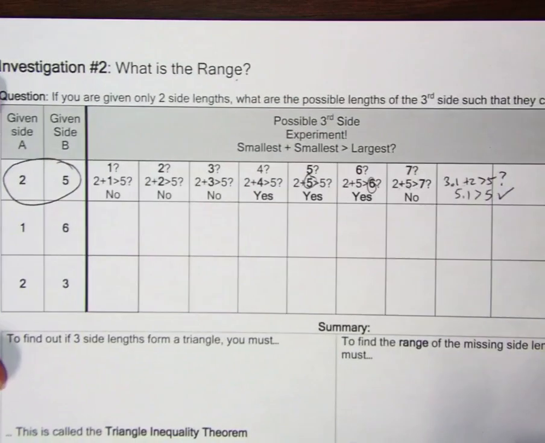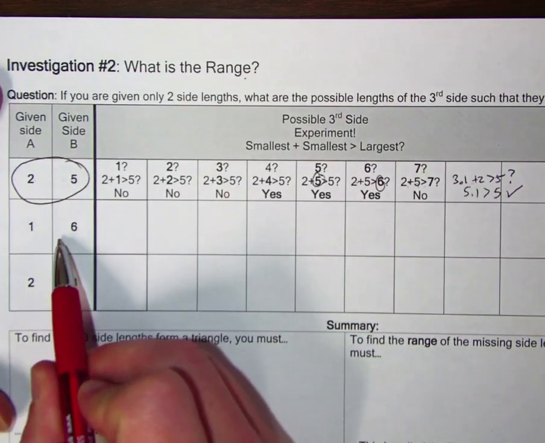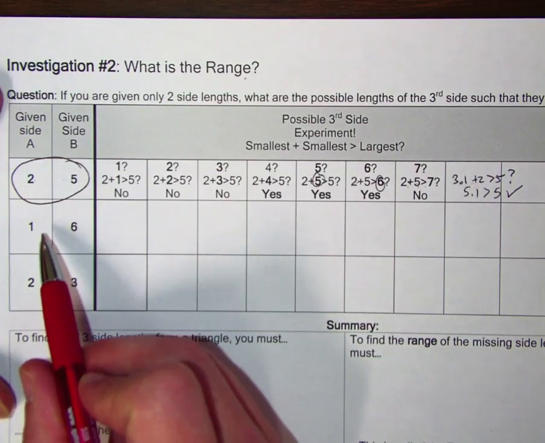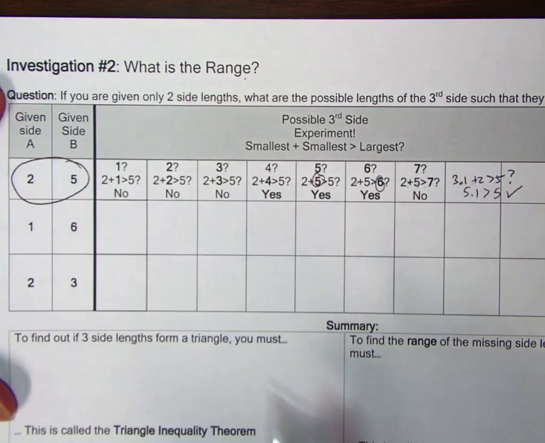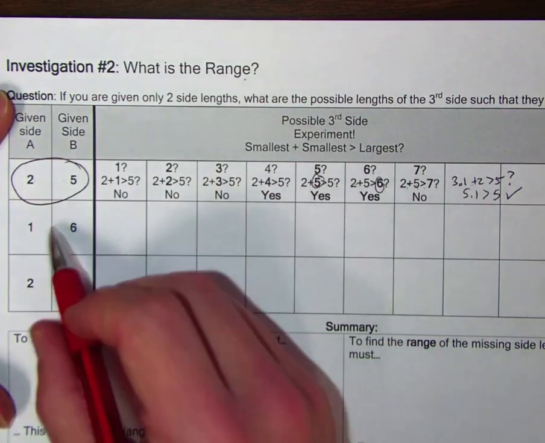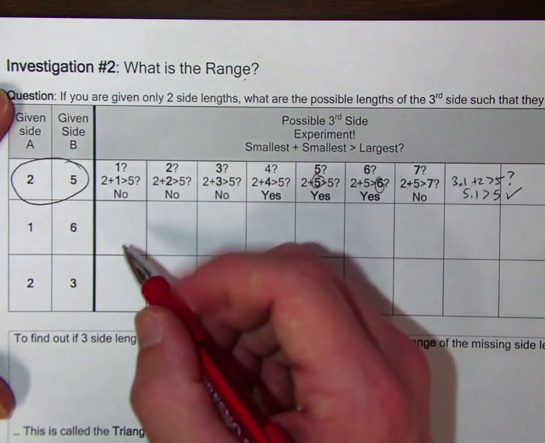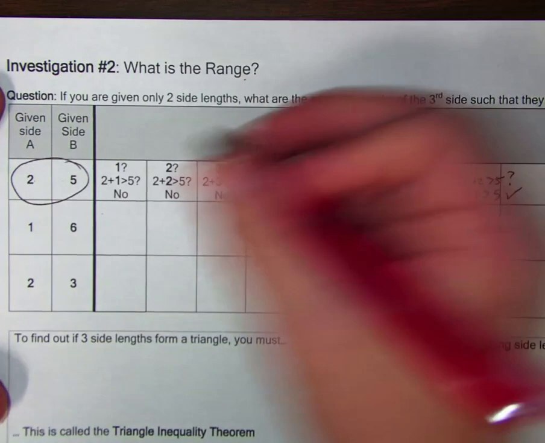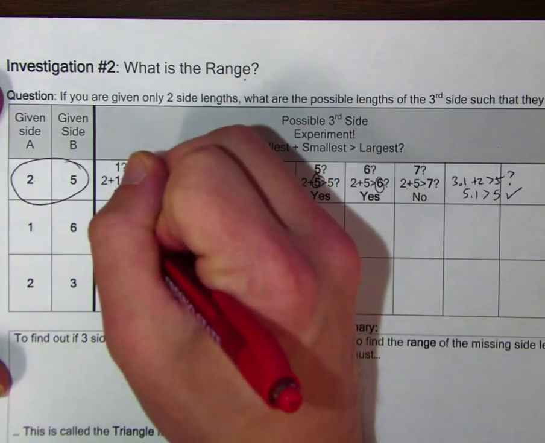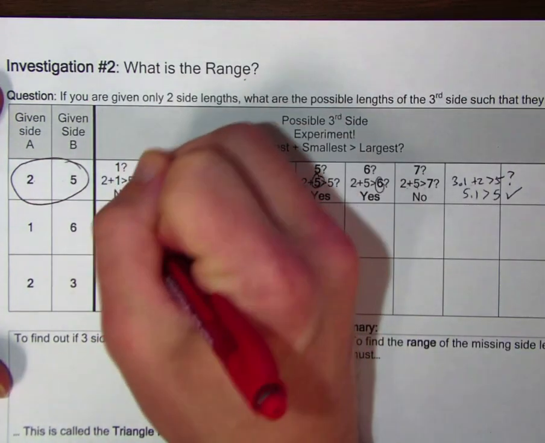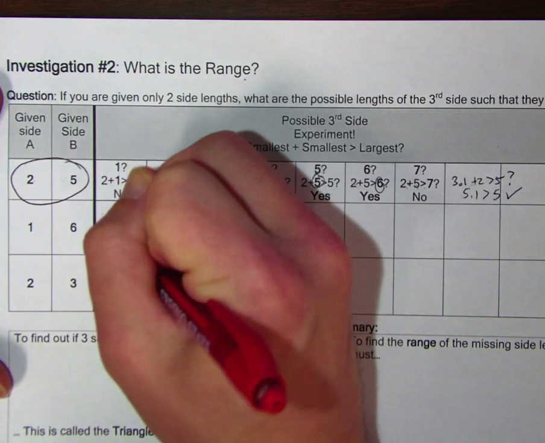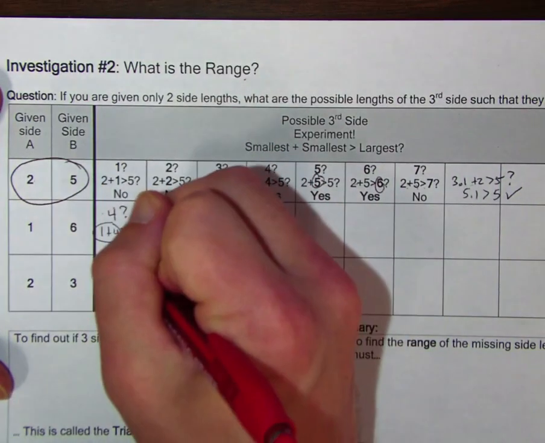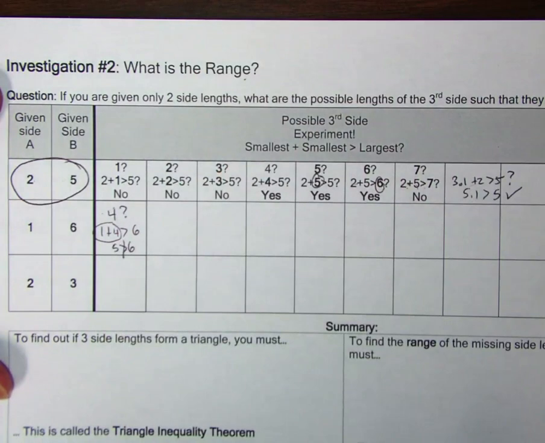You can try some of these on your own. You can hit pause and try with 1 and 6. What are the whole numbers for the third side that's going to make this a triangle? And you can also try and get the range. Okay, here I go. So 1 and 6, for example, if I pick a third side, I'm going to try just 4. Does 4 work? Well, let's find out. 1 plus 4, is that bigger than 6? These are my two smallest. 5 is not bigger than 6, so no.